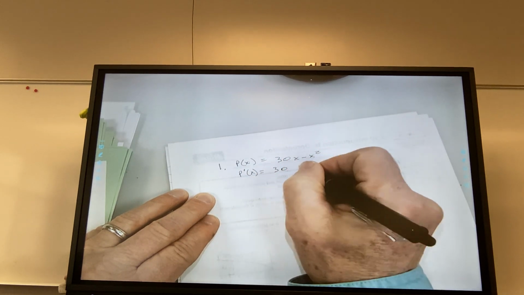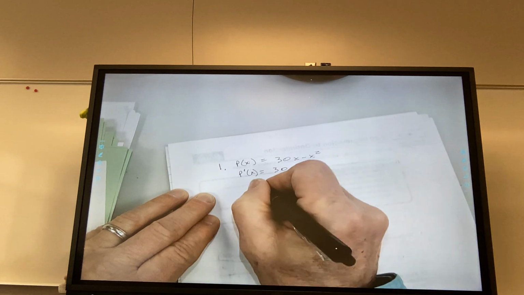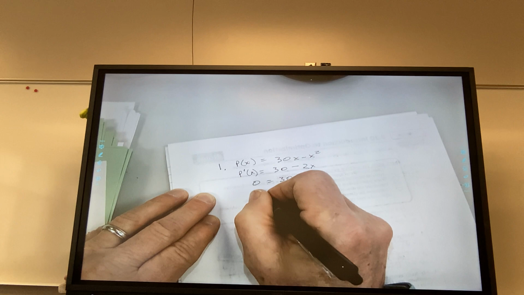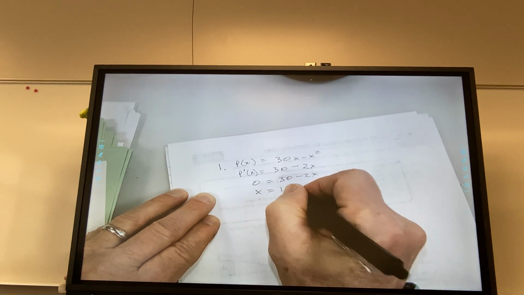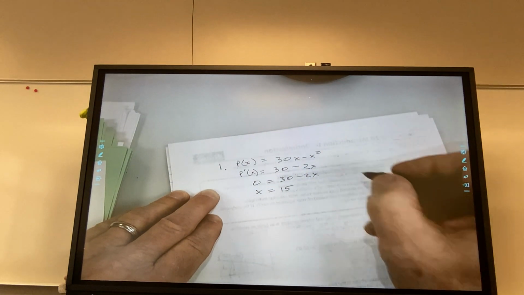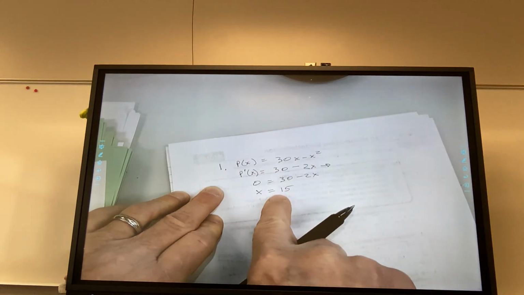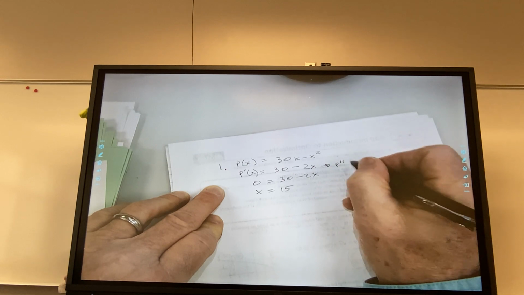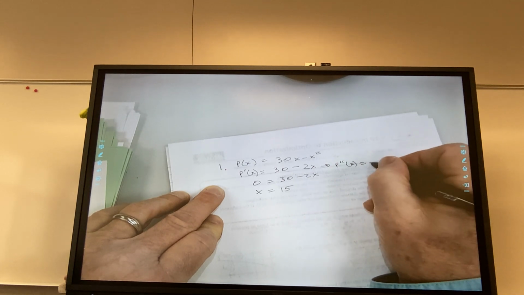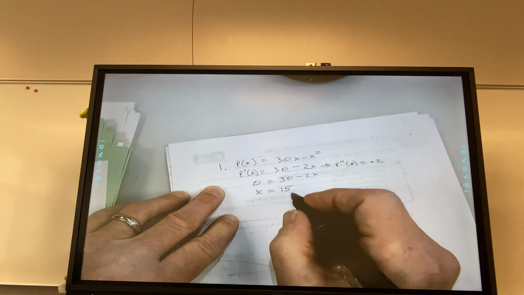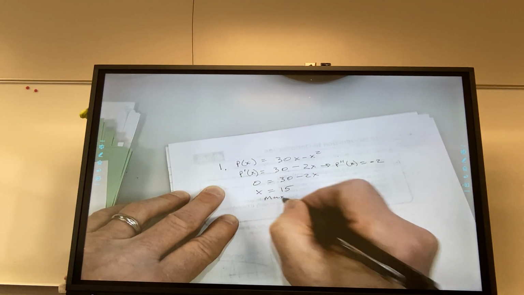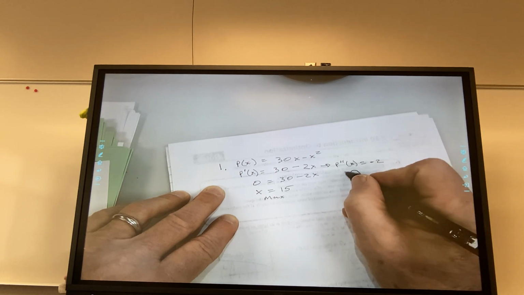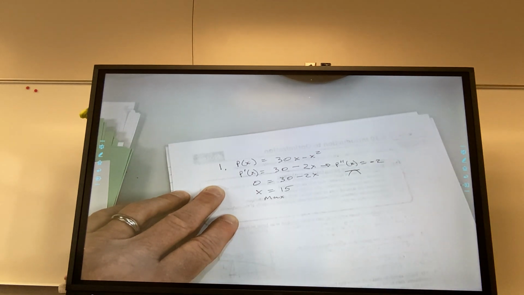I get 30 minus 2x, make it equal to 0, and x is equal to 15. Then what I did to prove that this is the maximum value is I took the derivative and got a -2. Remember, I'm trying to find the max. So what does that mean? That means I'm concave down. That means that's my absolute max.